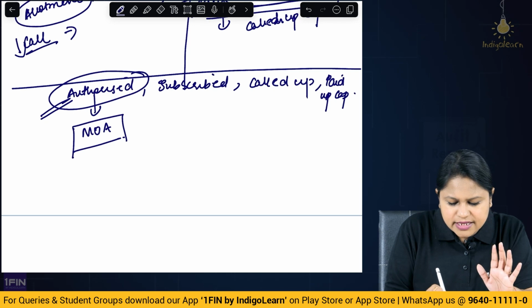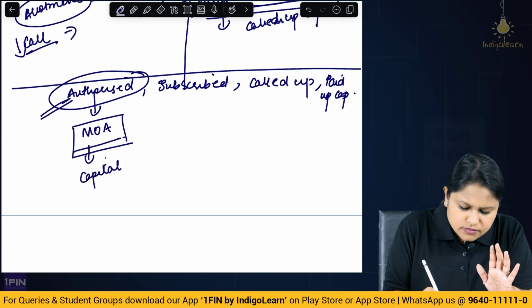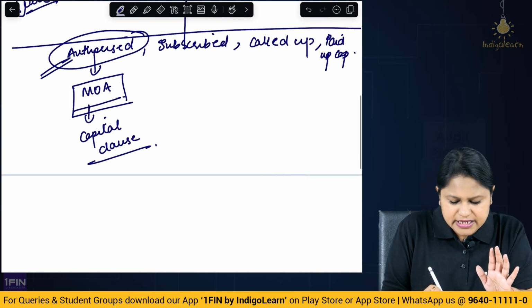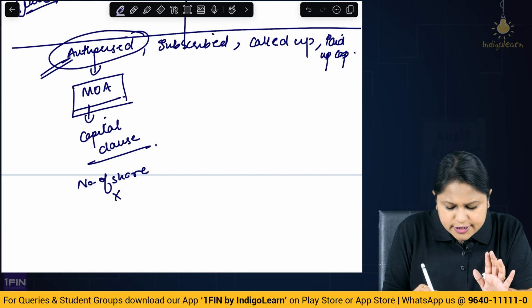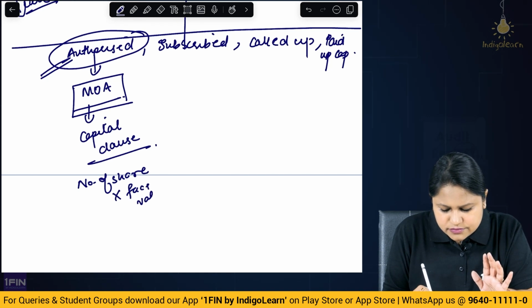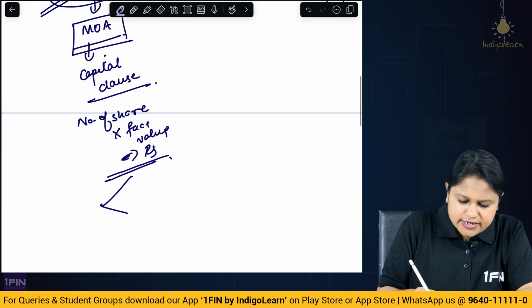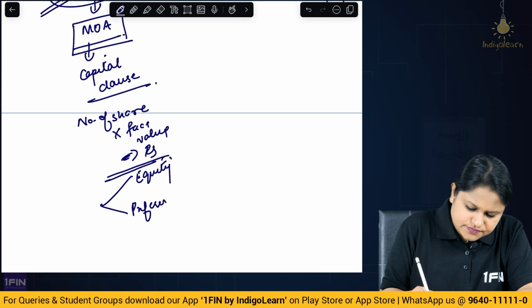This you will find out where? In the memorandum of association, where we have a capital clause. Correct? Where this number will be given. And obviously this number will be given with the number of shares into face value, and the amount will be given very clearly. Correct? And obviously this will be for separate types of share, for equity separate, for preference also separate.